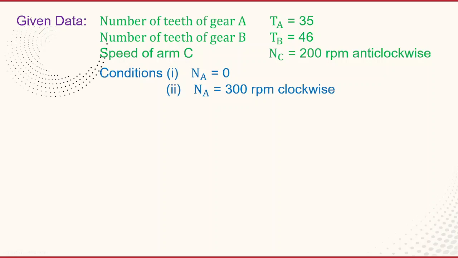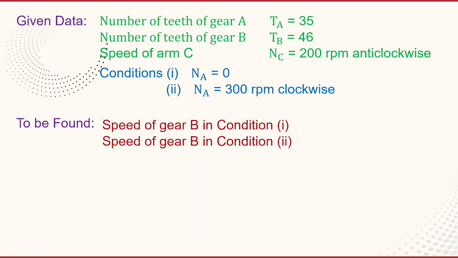And what conditions are also mentioned? First condition, the speed of gear A is 0, and second condition, the speed of gear A is 300 rpm clockwise. These are the two conditions given in the problem. So this is the entire data given in the problem. Then the next step is the to-be-found. What you are going to determine in the problem, we have to note it down. Here, we are going to find out the speed of gear B in the first condition and the speed of gear B in the second condition. That is the to-be-found.